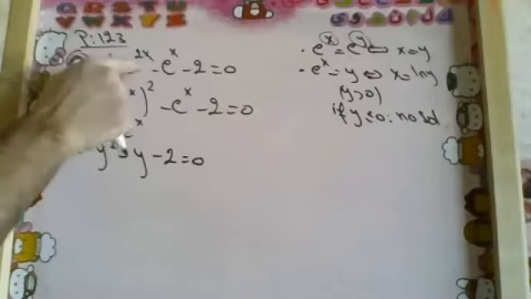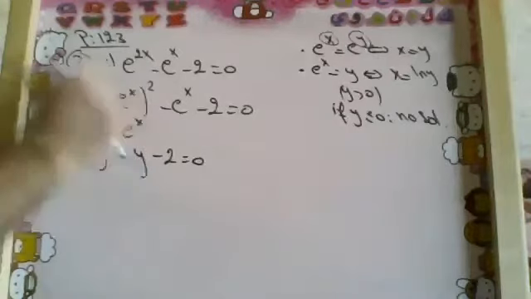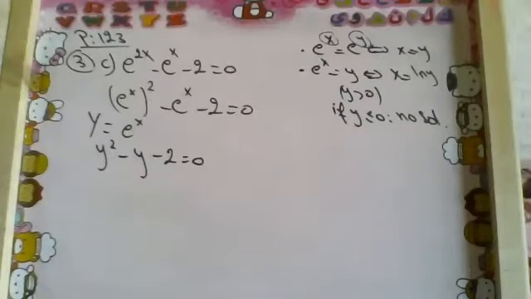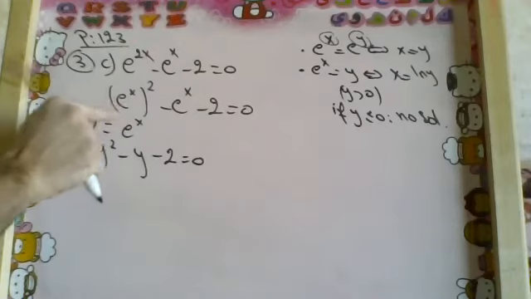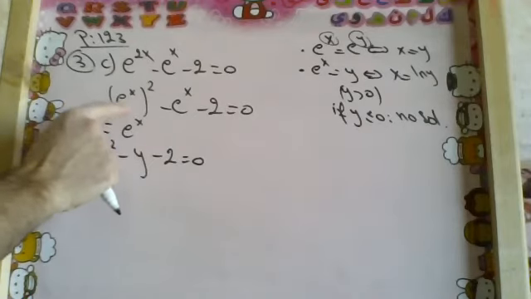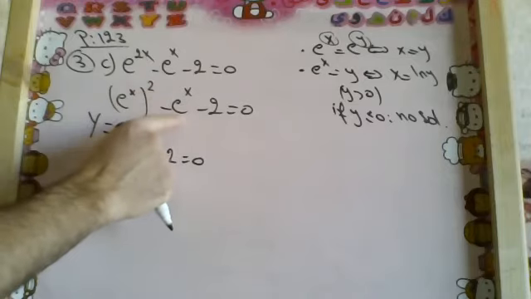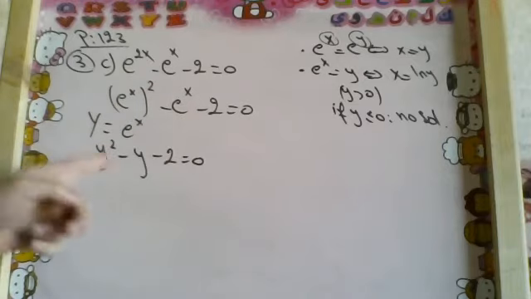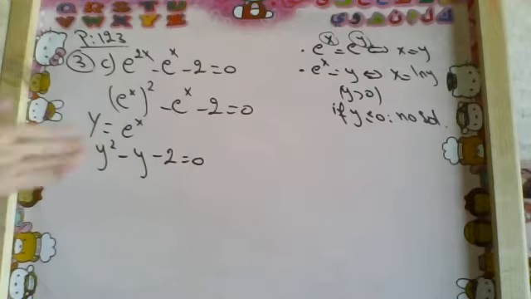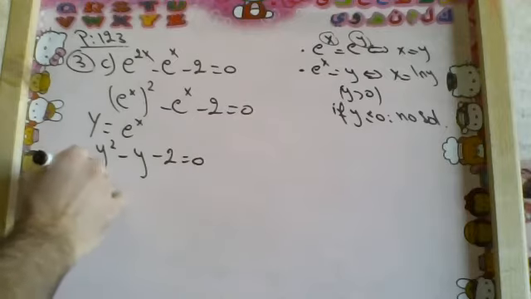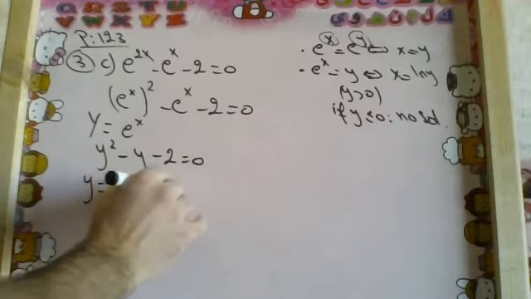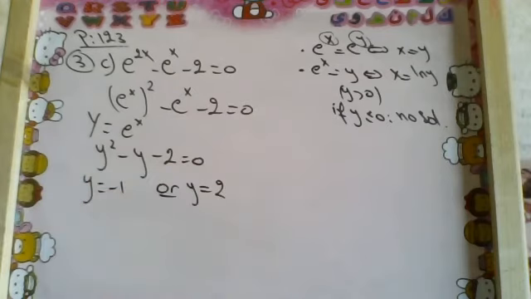Again, e power 2x, you write it as e power x, all of it to the power 2. Okay? Then put y equal e power x. So here you'll get y squared minus y minus 2 equals 0. This is a quadratic equation. Solve it using the calculator. You get y is equal to negative 1 or y is equal to 2.